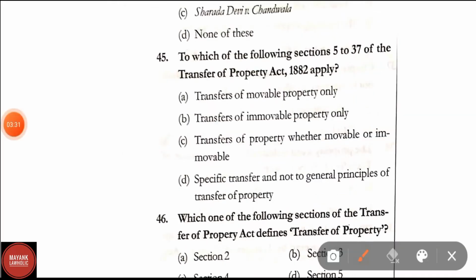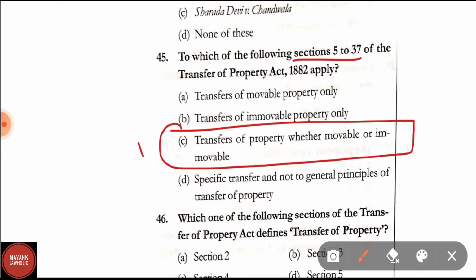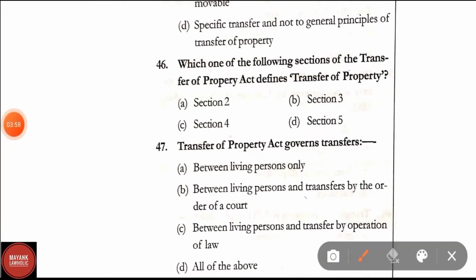Question number 45. To which of the following do sections 5 to 37 of the TPA apply? Options are transfer of movable property, transfer of immovable property, transfer of property whether movable or immovable, a specific transfer, and not to general principles of transfer of property. Here correct answer is option C, that is transfer of property whether movable or immovable. Sections 5 to 37 apply. Question number 46. Which one of the following sections of the Transfer of Property Act defines transfer of property? Correct answer is section 5.